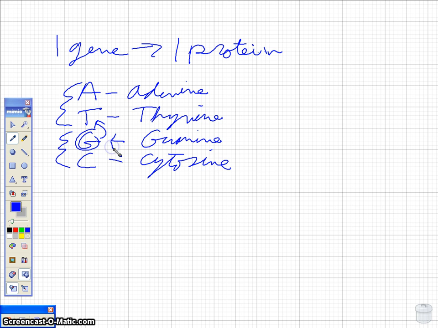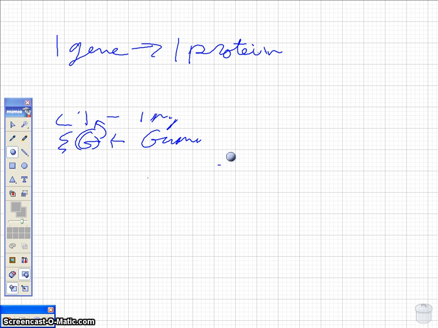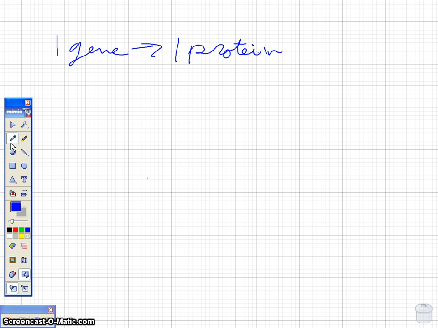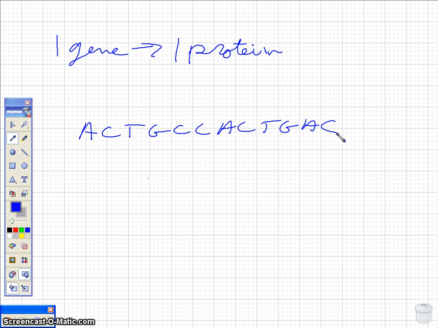So, as we're moving on, we're going to talk about the order of these things. The order is very important. It's what actually tells what material is going to be made by a certain gene. The order of nitrogen bases, and those little letters are nitrogen bases, determines the genetic code. So, if I have A, C, T, G, C, C, A, C, T, G, A, C, which looks long, but it's actually a very short string of letters, that could code for a couple amino acids.